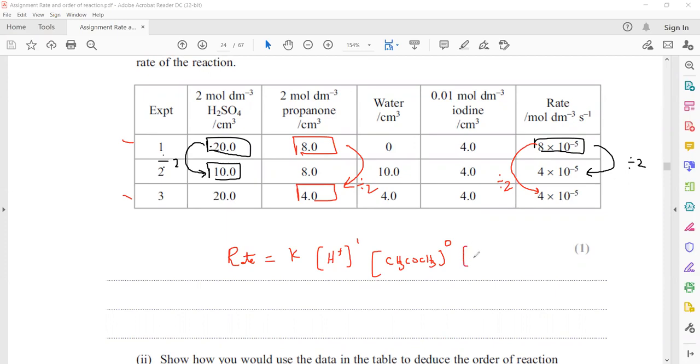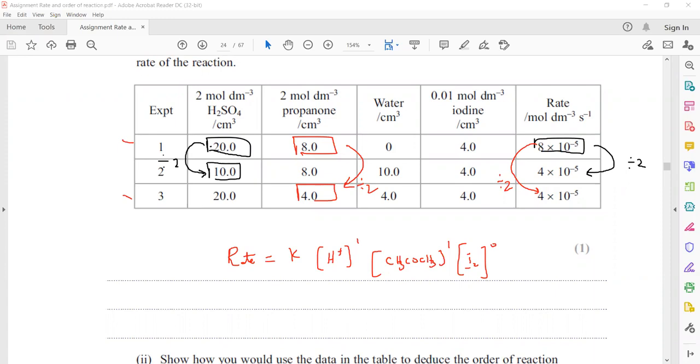Yes, sir. And iodine, as we know, it is zero order with respect to iodine. So I'll write I 0. So this will be the rate equation, and in the explanation you will mention when we compare the first two, experiment 1 and 2, the volume is half, so the concentration is also half, and the rate also half, so it means it is first order with respect to hydrogen.